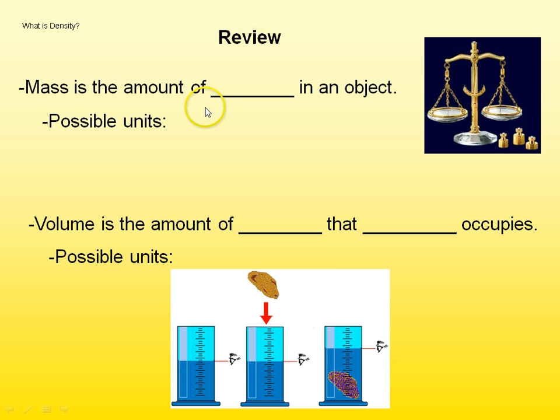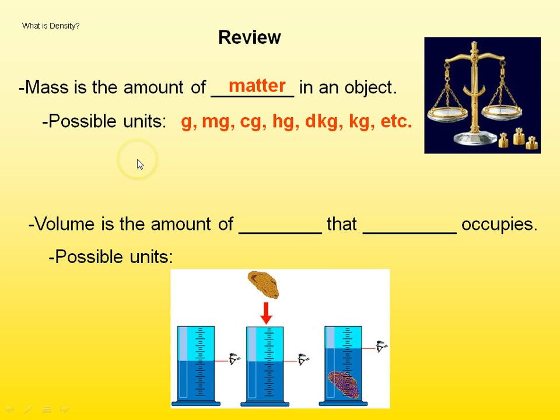So mass is the amount of matter in an object. So possible units for mass could be anything that ends in gram: gram, milligram, centigram, hectogram, decagram, kilogram, anything that ends in gram.